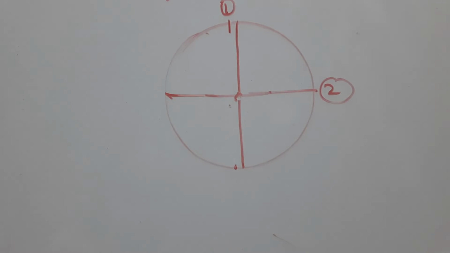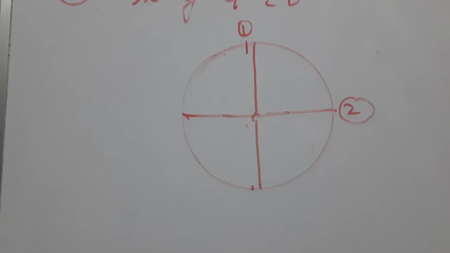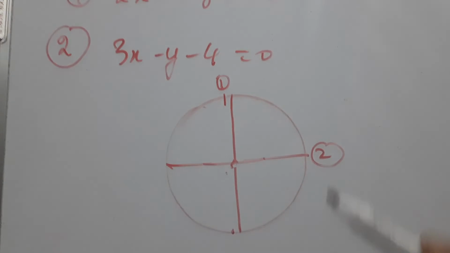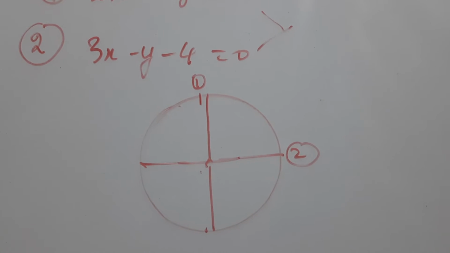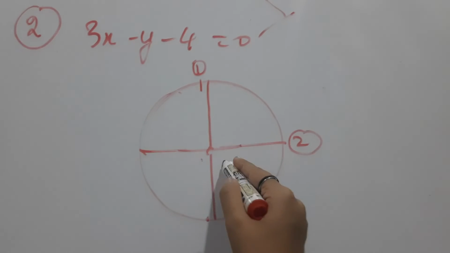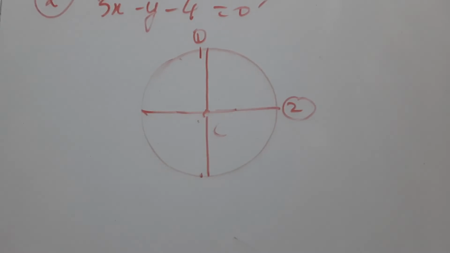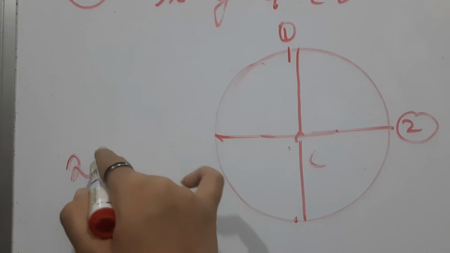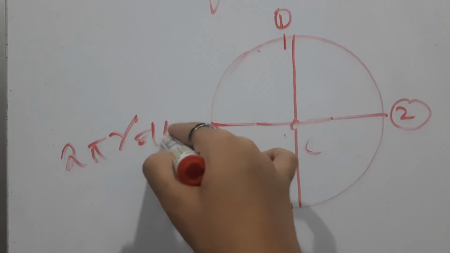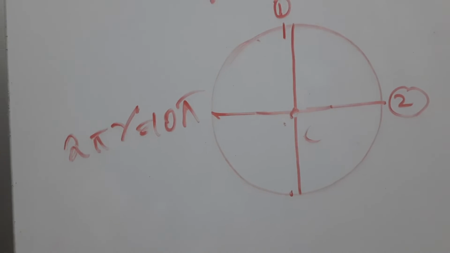So this acts as your center. The intersecting point of line 1 and line 2 acts as the center. If you just intersect these two lines, that is, if you solve these two lines, you get the center. After getting the center, what they're saying is that the circumference of the circle is also given to you. Circumference is 2 pi r, which is given to you as 10 pi.